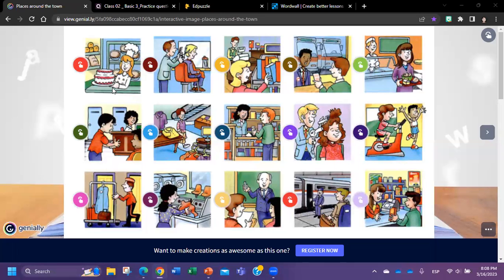So here we have the first one. What do you think this place could be in the city? What is the place? It is the bakery. Very good. That is a bakery. What about number 2? School. Beauty salon. Okay, beauty salon for women. Barber shop. It's a beauty salon but for men, barber shop. Excellent. This is a barber shop.